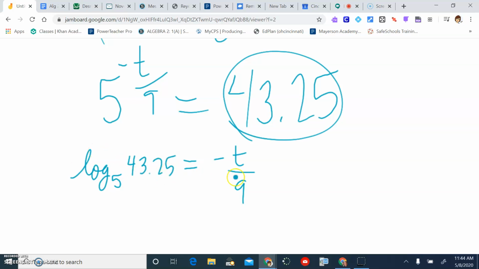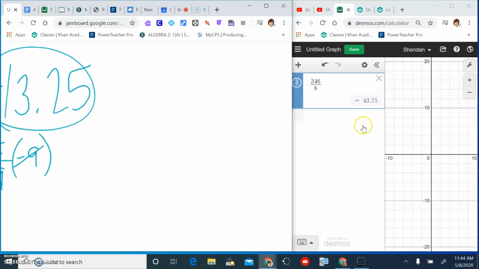Everything on the left, we can just plug it into the calculator. But I want to get rid of this negative t over 9. Right now it's divided, so I'm going to multiply, and to get rid of the negative, I'll multiply by negative 9 at the same time. So this is negative 9 times log base 5 of 43.25.